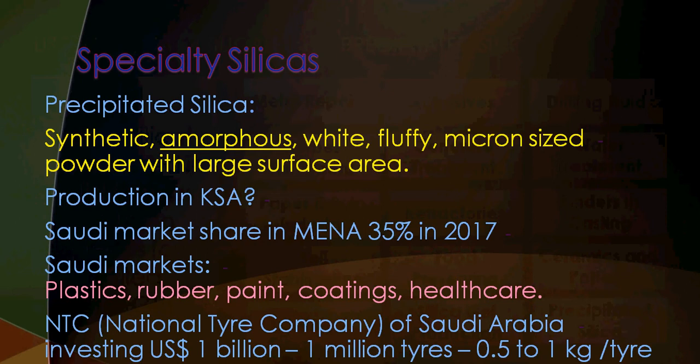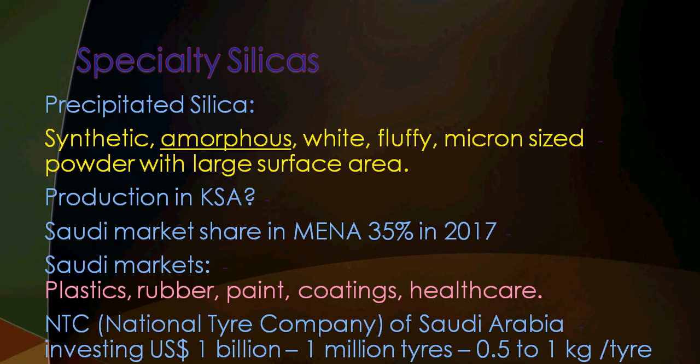Let's see precipitated silica, which is one of the specialty silicas. What is precipitated silica? It is a synthetic, amorphous, white, fluffy, micron-sized powder with large surface area. Production in Saudi Arabia: there is only one plant in Riyadh that produces precipitated silica. I'm sorry, there is no plant in Saudi Arabia. The only plant in Saudi Arabia produces only sodium silicate, not precipitated silica.